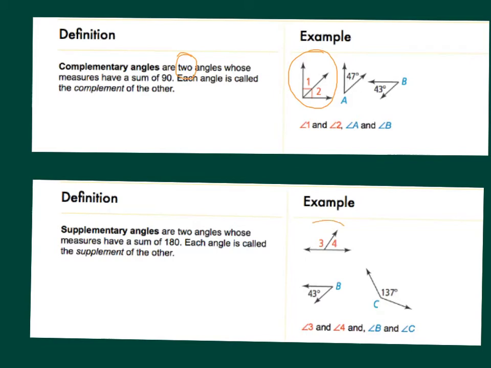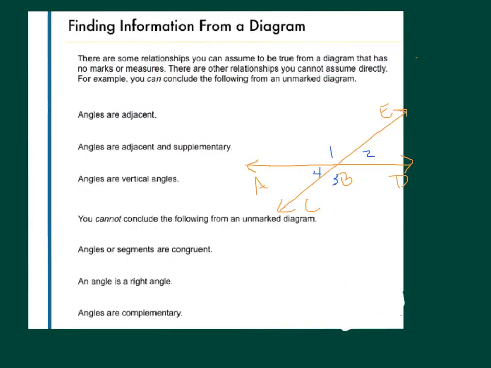And right here we have 3 and 4. Remember, this is a straight angle. So the 3 and 4 make up a straight angle, so you know that they are supplementary to each other. There's some information that you can get from diagrams, and then there's some that you cannot, or assumptions you can make.